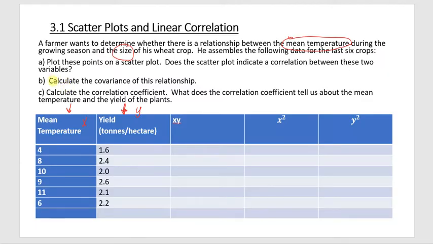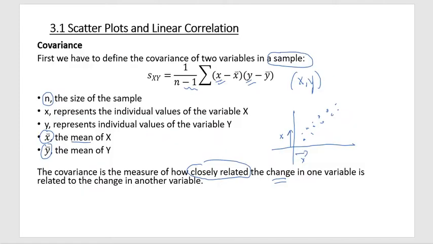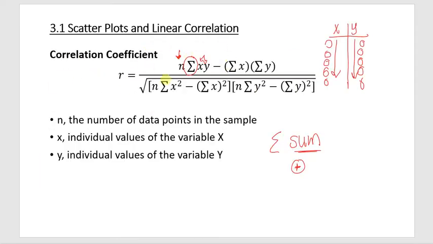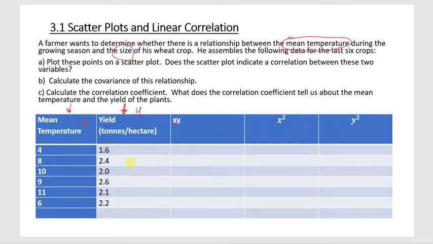Now, B asks us to actually calculate the covariance, and then the correlation coefficient, and we're going to talk about what these mean. If we look back to the formula for covariance, we need X, X bar, and Y bar. For the correlation coefficient, we need basically everything in this chart. In this last row I'm going to put the totals, so I'm putting a T here for totals.